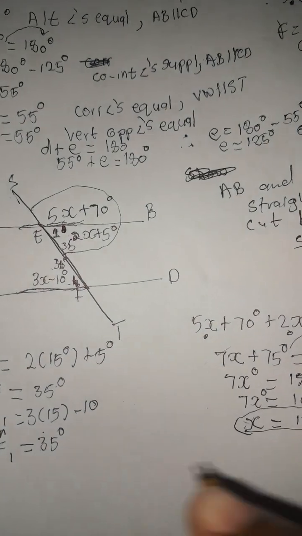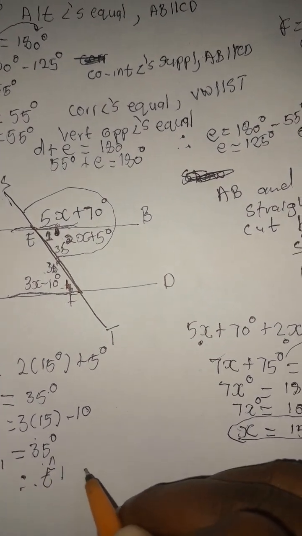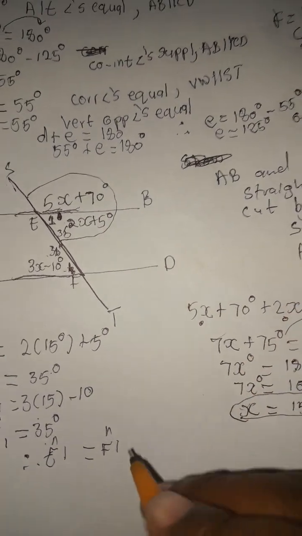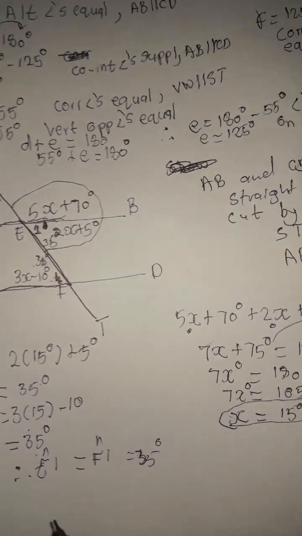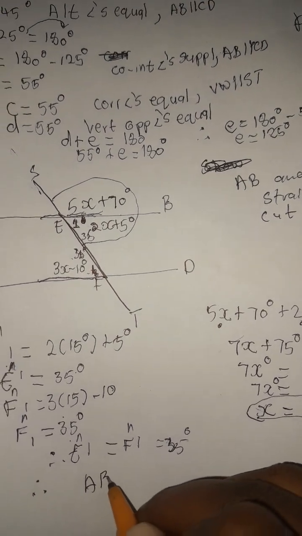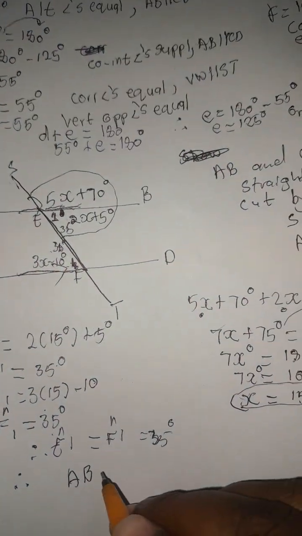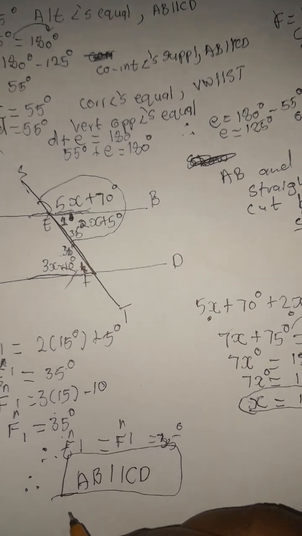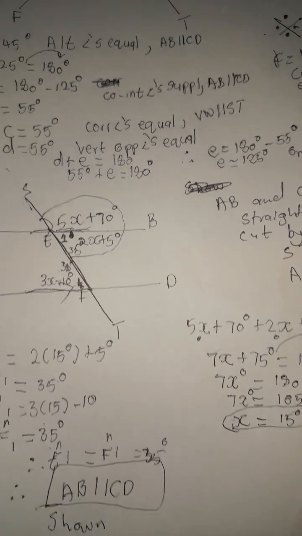It means they are alternate to each other. So therefore angle E1 and angle F1, both of them are equal to 35 degrees. Therefore, this AB, therefore AB is parallel to CD. Then I can put that to show, right? AB shown. AB is parallel to CD.